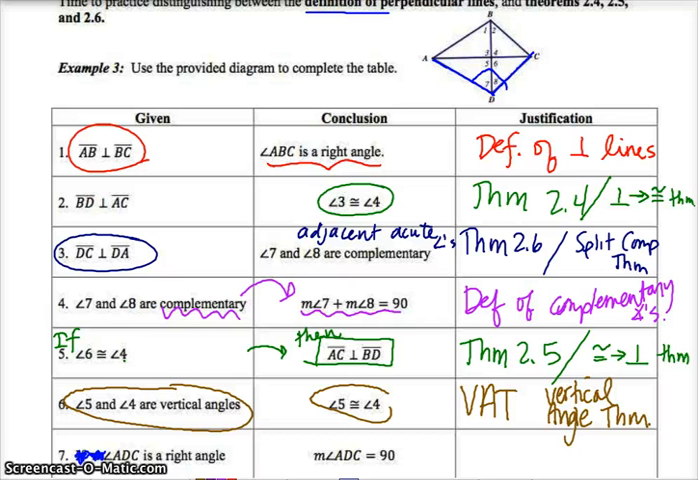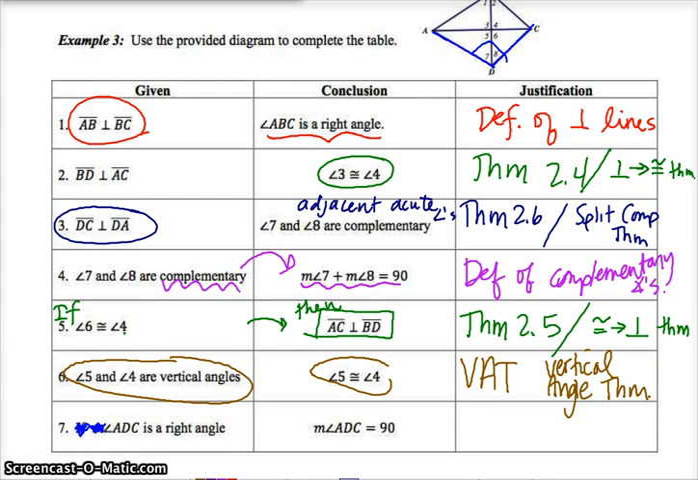So number 7 is our final one. It says angle ADC is a right angle. Therefore, so this is the if statement. If angle ADC is a right angle, then the measure of angle ADC equals 90 degrees.